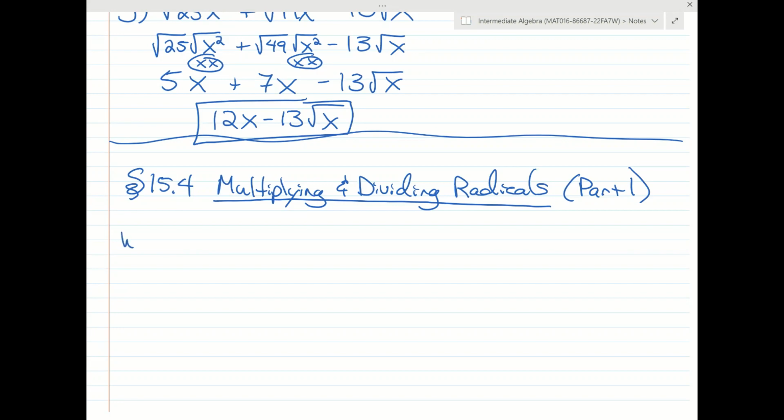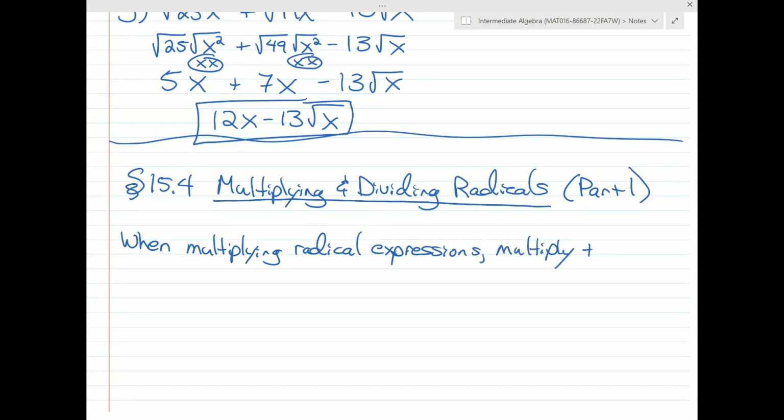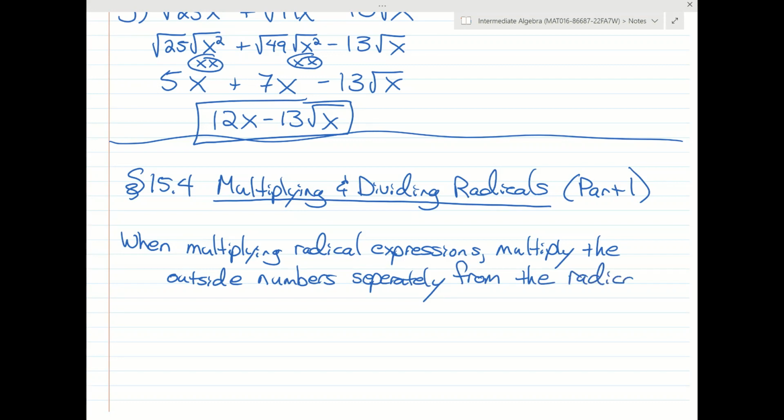So in general, the way this works is when multiplying radical expressions, we want to multiply the outside numbers separately from the radicands, which are the inside numbers. And then, of course, we simplify.